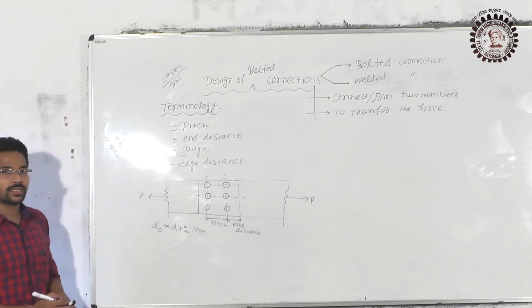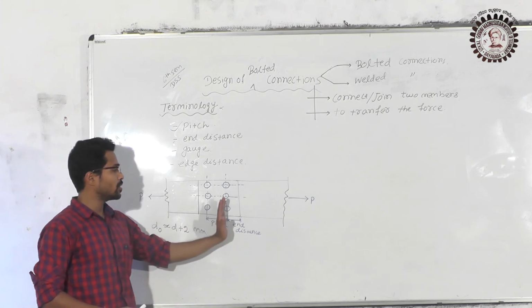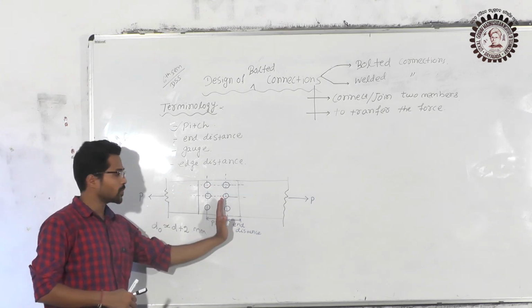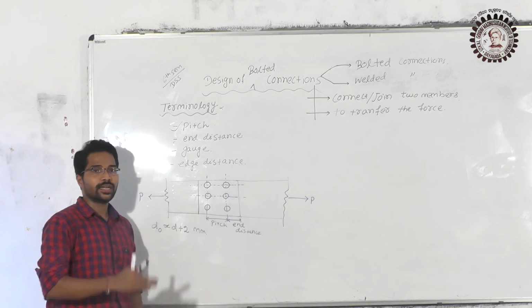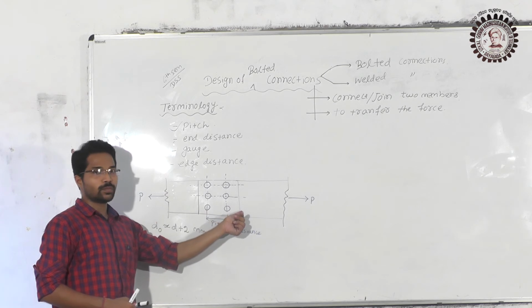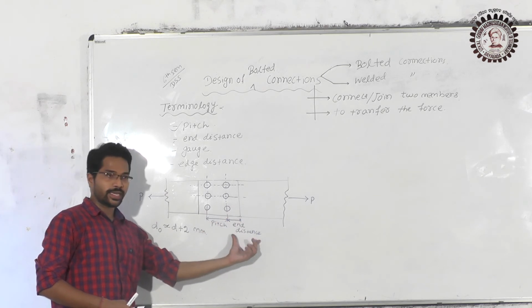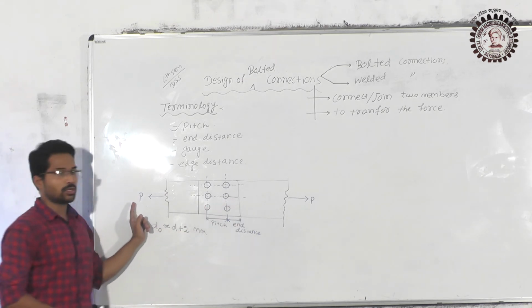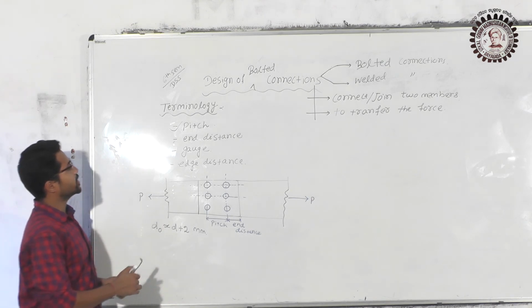End distance means it is the distance from the last bolt hole to the adjacent end of the plate. See, this is the last bolt hole and this is the end of the plate. The distance is end distance. Again, it is measured in the direction of force. So end distance is covered.